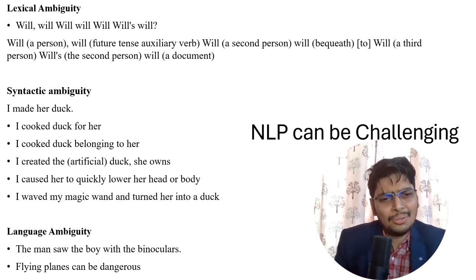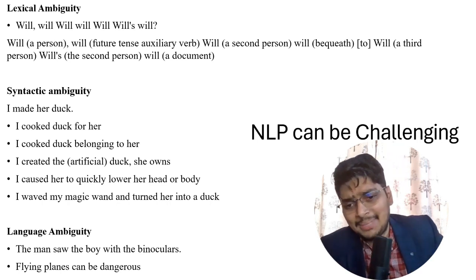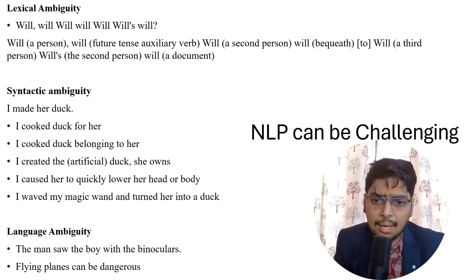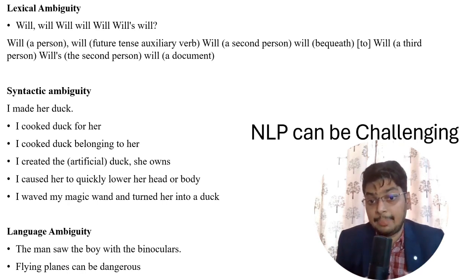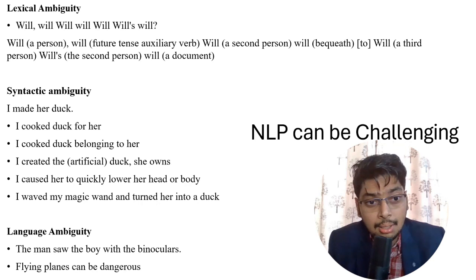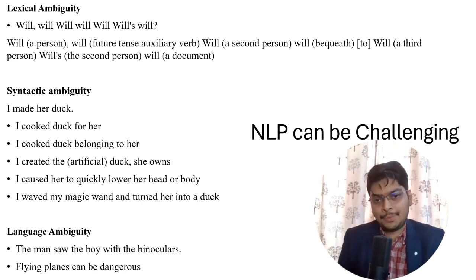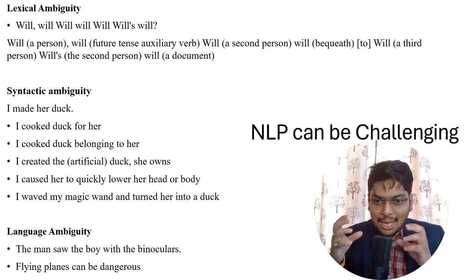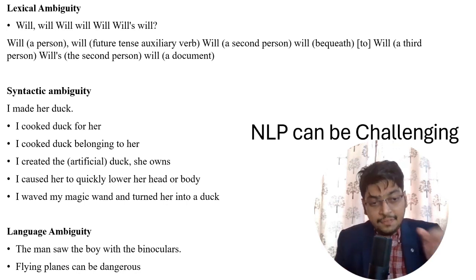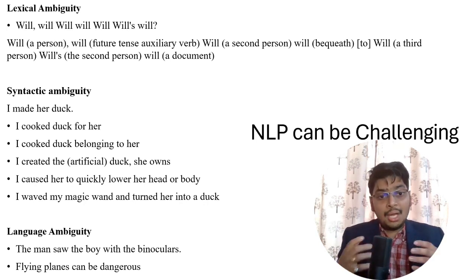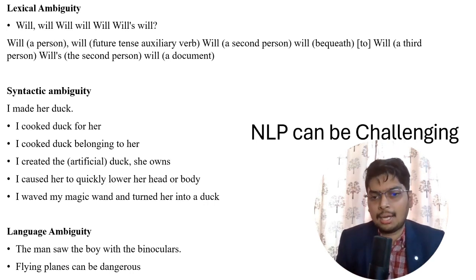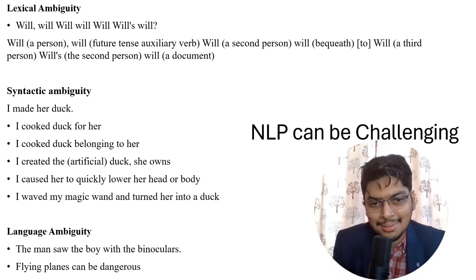And there's also syntactic ambiguity. What is syntactic? Syntax means meaning. For example, if you have, I made her duck. If you just say I made her duck, there are actually a lot of meanings. I cooked duck for her. That might be the meaning. Or I cooked duck that belongs to her. So now this is her duck. In the first one, it is my duck. I bought the duck and I cooked it for her. Similarly, the third scenario can be, I created the duck she owns. I created an artificial duck. I made her duck means I created a duck using crochet, using wool, using yarn. I created a duck for her.